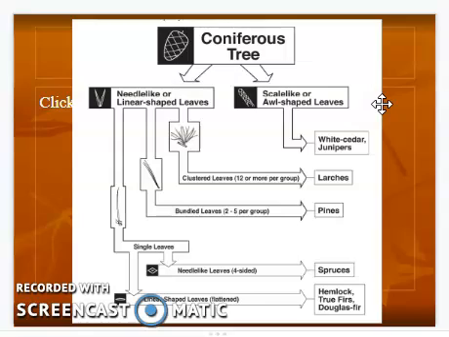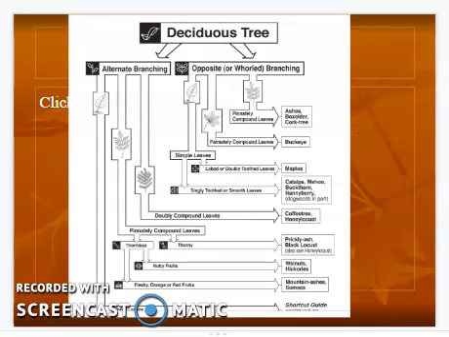Okay, so let's say that, yep, my leaves look like this. They're needle-like, and there's a couple of them there. So I'm going to follow this path down. And yep, mine are bundled leaves. There's 2 to 5 needles per group. So now we've got pines. So I've narrowed down from all conifers to just the pine trees just by following this little flow chart. There's a similar one on pages 98 to 99 for deciduous trees.